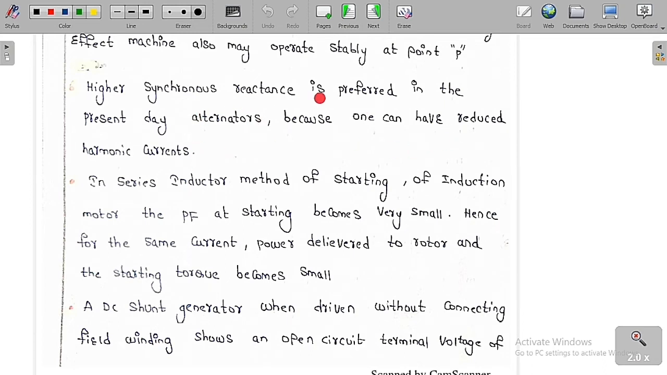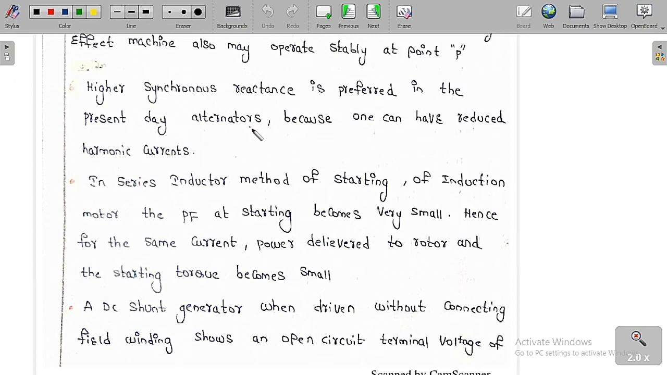So higher synchronous reactance is preferred in the present alternators because one can have reduced harmonic currents. But I have already told you, the voltage regulation of an alternator is highly proportional to synchronous impedance. As it increases, the voltage difference also increases, so the voltage regulation of the alternator is also going to increase. So higher synchronous reactance is preferred in the present alternators because one can have the reduced harmonic currents. One can have reduced harmonic currents because of this advantage only.